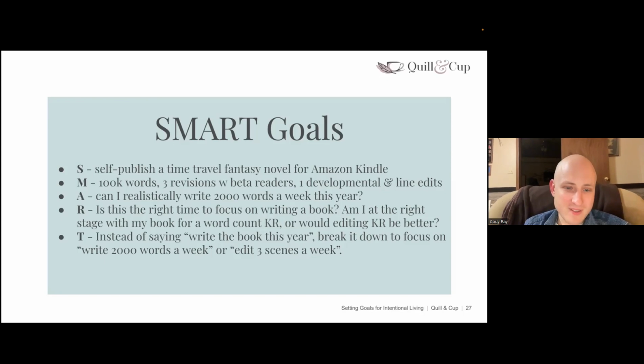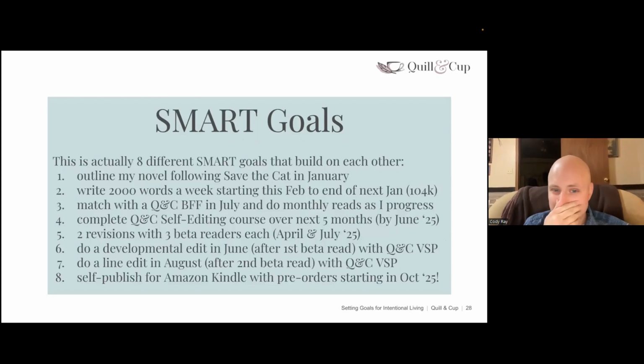And time. Instead of saying write the book this year, which is vague, and then if I get to December and think, wait, wasn't I supposed to write a book this year? How do you break it down? We gave an example of that earlier. Write 2,000 words a week, or edit 3 scenes a week, however you want to break this down. And you'll notice that this is actually 8 different SMART goals that build on each other.